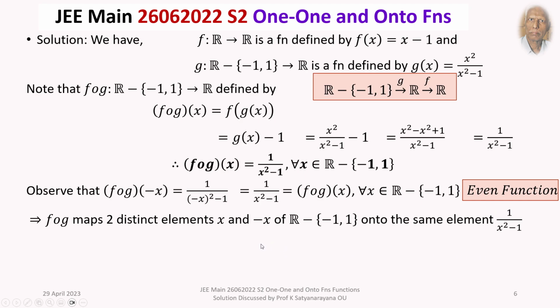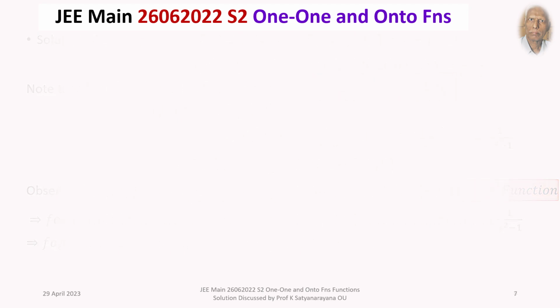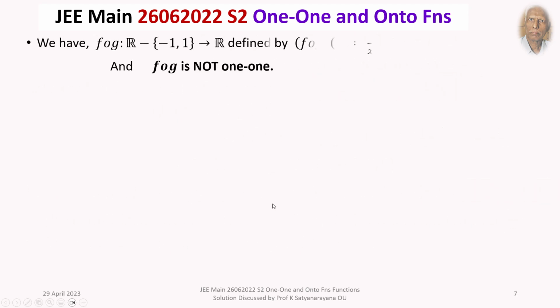So that means two distinct elements are mapped to the same element. So f compose g is a many to one function. So f compose g is not 1 to 1. So the 1 to 1ness is not there for the function f compose g. The onto-ness we will discuss in the next slide. We have already shown f compose g is not 1 to 1.